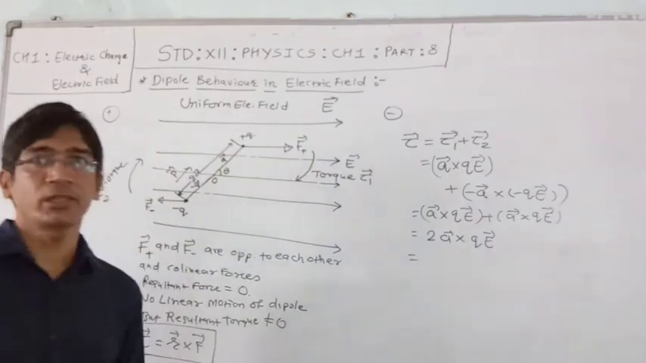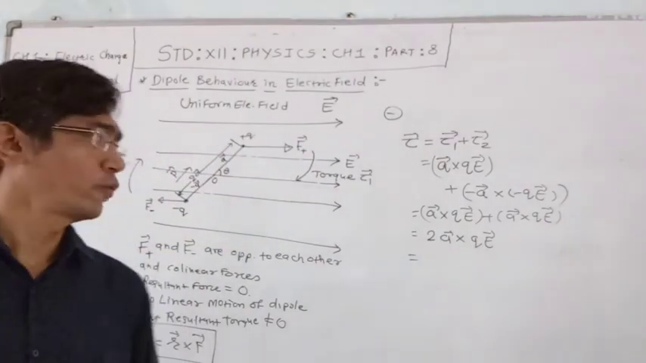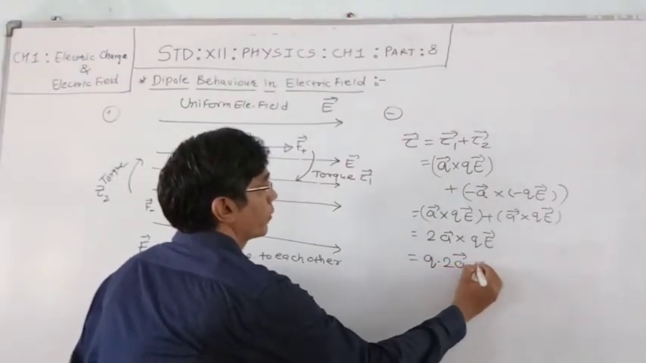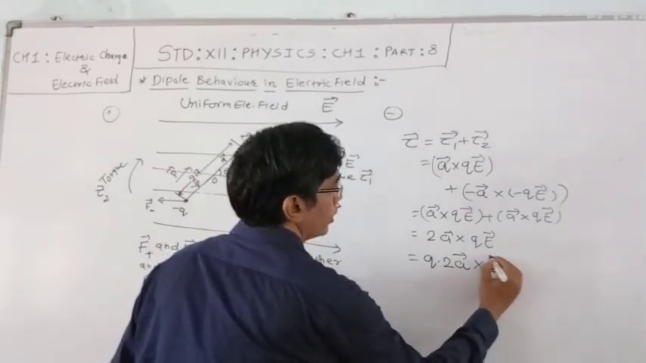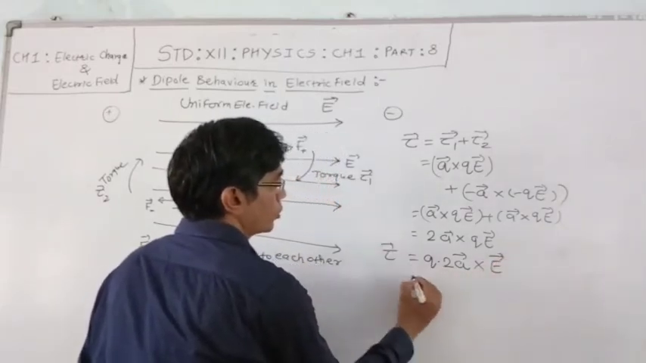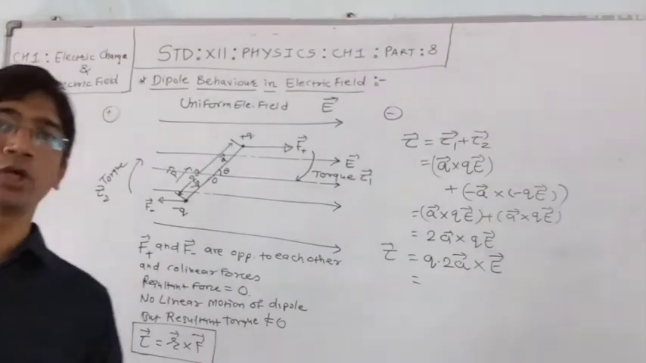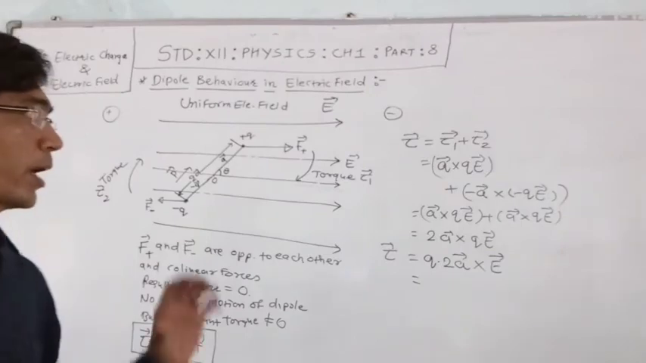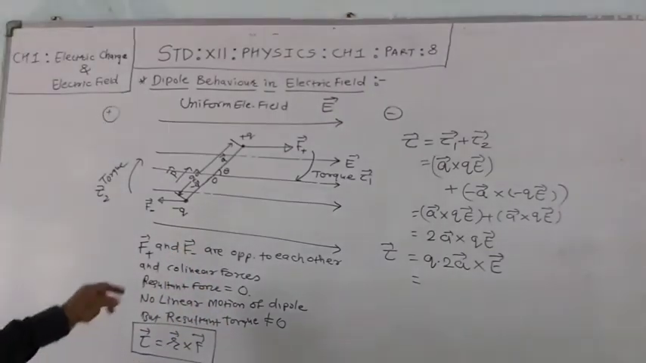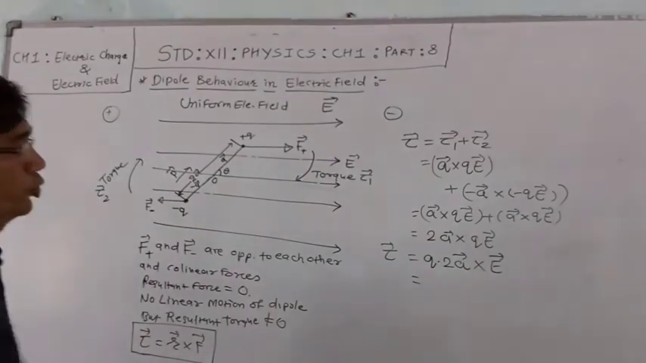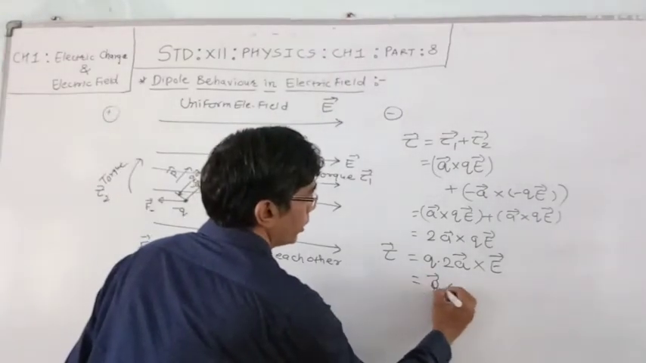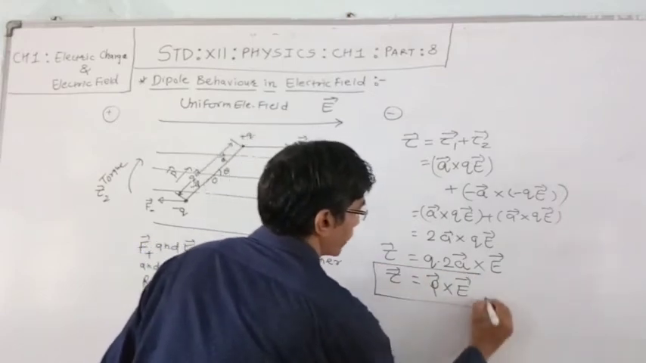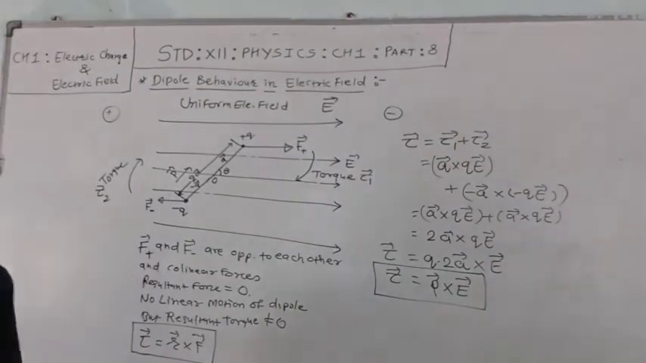Here q is charge and it is a scalar quantity. So we can write the equation q into 2a vector cross E. The resultant torque is given by q into 2a cross E. But q into 2a is the dipole moment. We take the dipole moment P as q into 2a. So it is P cross E. This is the final equation of the torque.